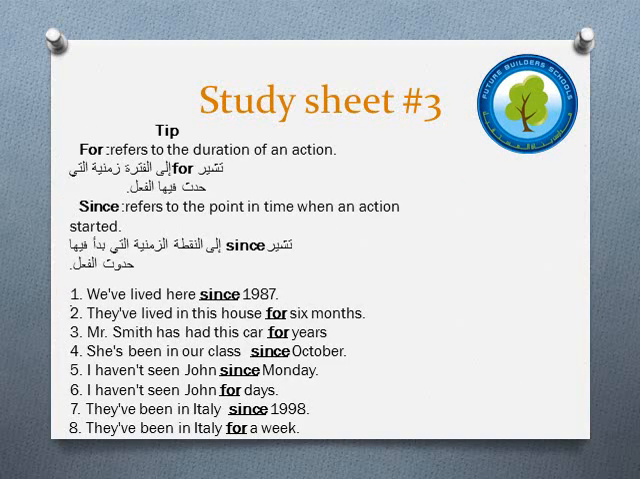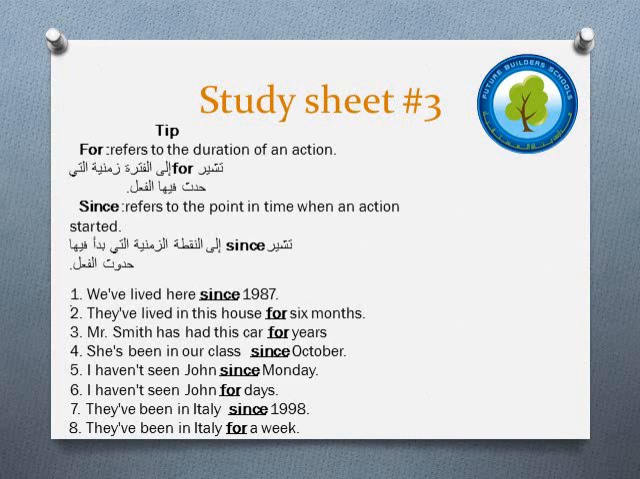Now, when do we use for and when do we use since? We use for to refer to the duration of an action. نستخدم for للإشارة إلى الفترة الزمنية التي حدث فيها الفعل، أي كم المدة الزمنية التي استمر فيها الفعل. While we use since to refer to the point in time when an action started. نستخدم since لنشير إلى النقطة الزمنية التي بدأ فيها الفعل.